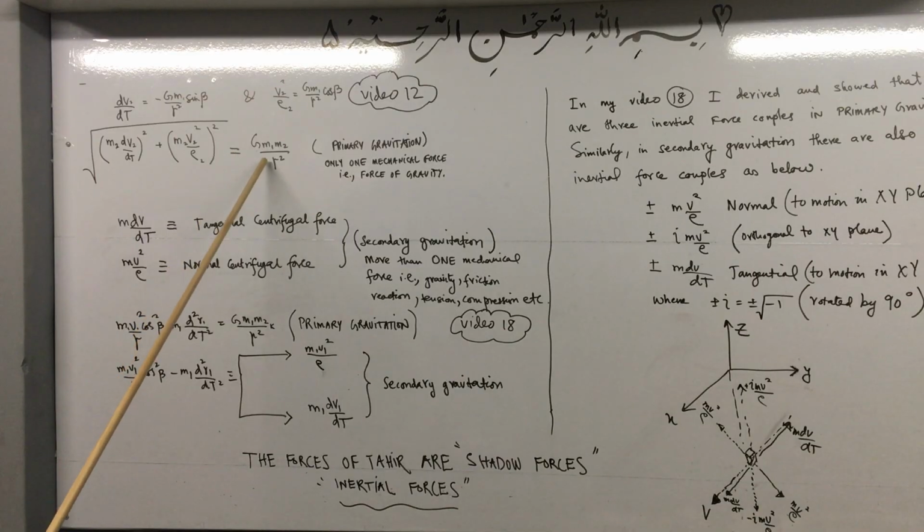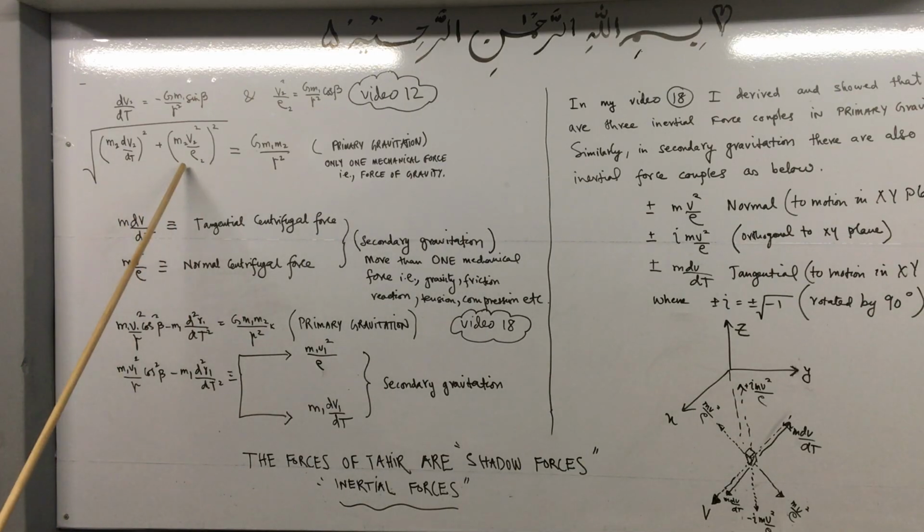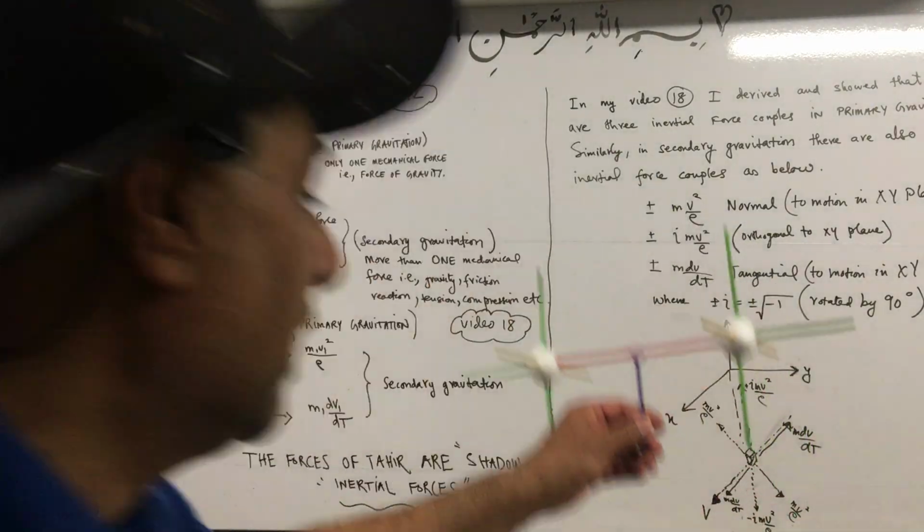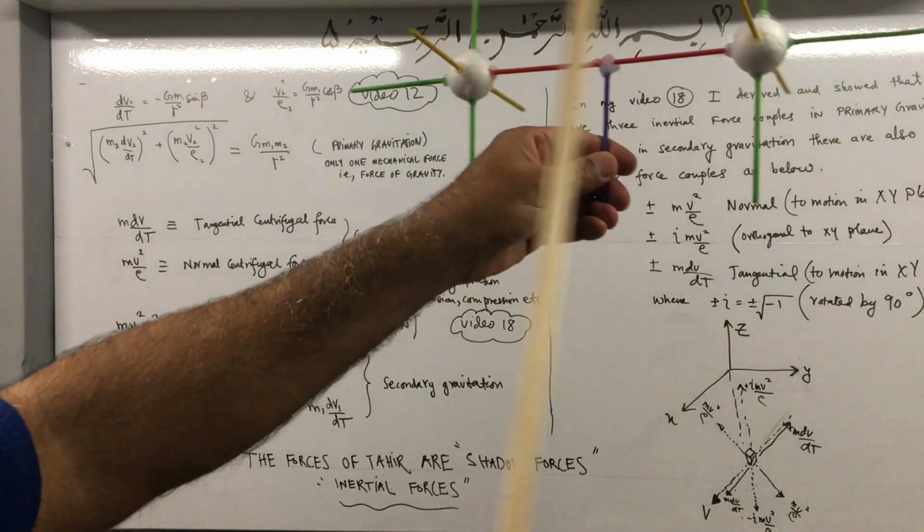Okay, in secondary gravitation, this does not hold true, because along with gravity other mechanical forces are acting. So this cannot hold. What happens in nature? This breaks up into this centrifugal force, this one, m v square cos square beta over r minus m1 d square r over dt square. This centrifugal force is the essence of the primary gravitation. Let me show you. These are the two binary stars.